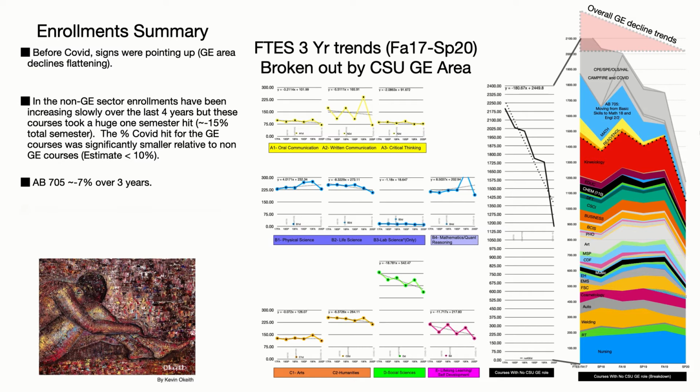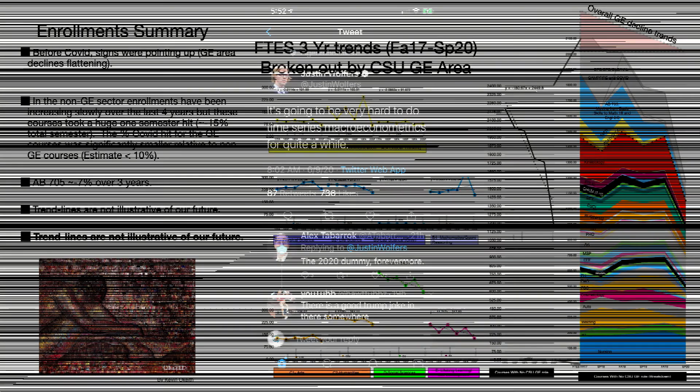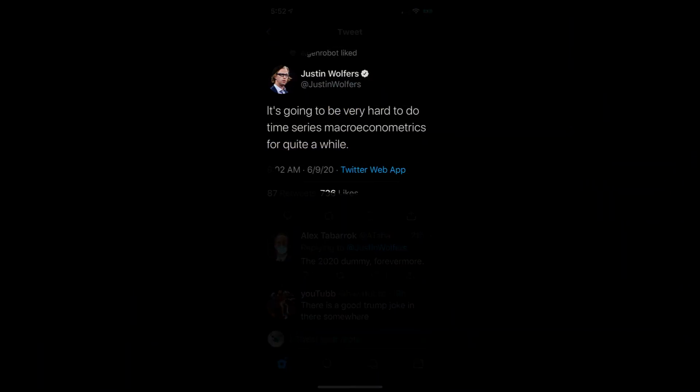And importantly, one thing that's very important to point out is that these trend lines that we see are not illustrative of our future. It may be more important now than ever to highlight the fact that trend lines are not illustrative of our future. And if you don't believe me, Justin Wolfers is a very famous economist, and he's expressing the reality of these unprecedented events and what they do to data. So even macroeconomists are having problems here.